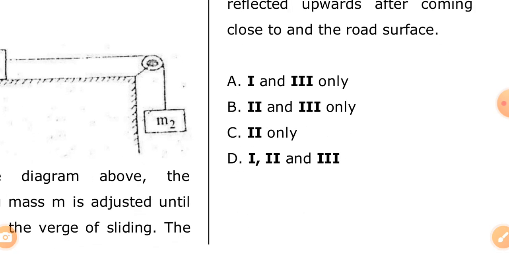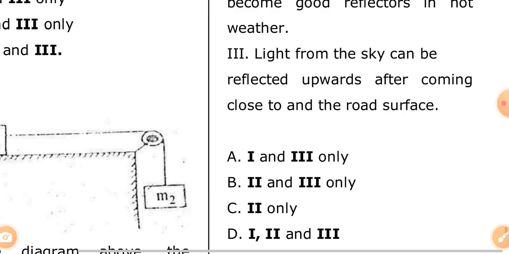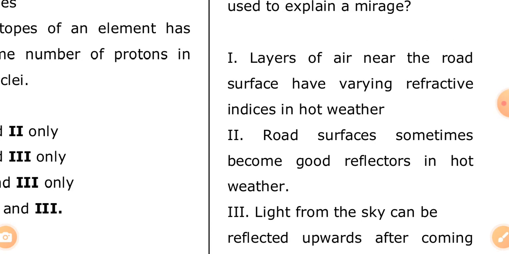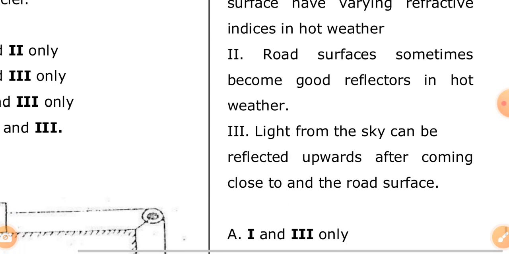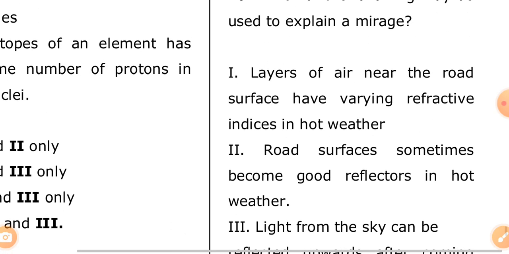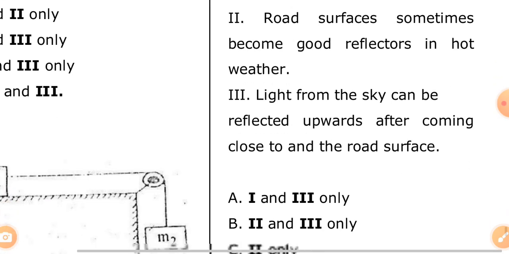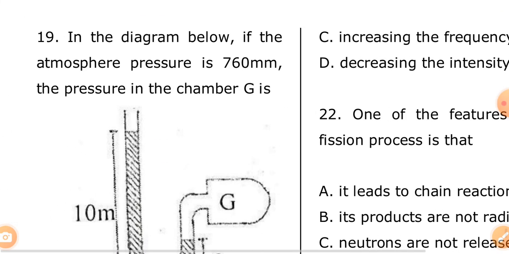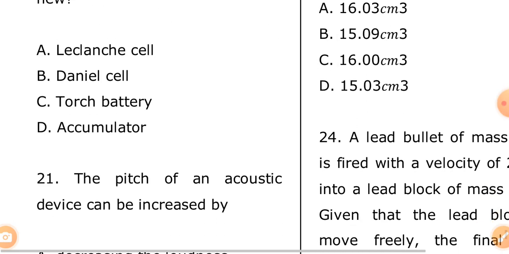The answer, this is question 18, is A, I and III. Layers of air near the road surface have varying refractive indices in hot weather, and light from the sky can be reflected upward after coming close to the road surface. Do you understand? Okay, let's look at the next question, and we'll be looking at question number 20.